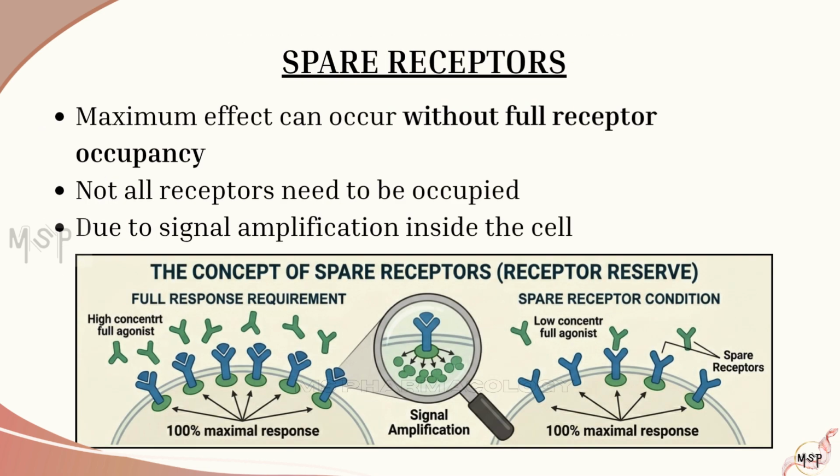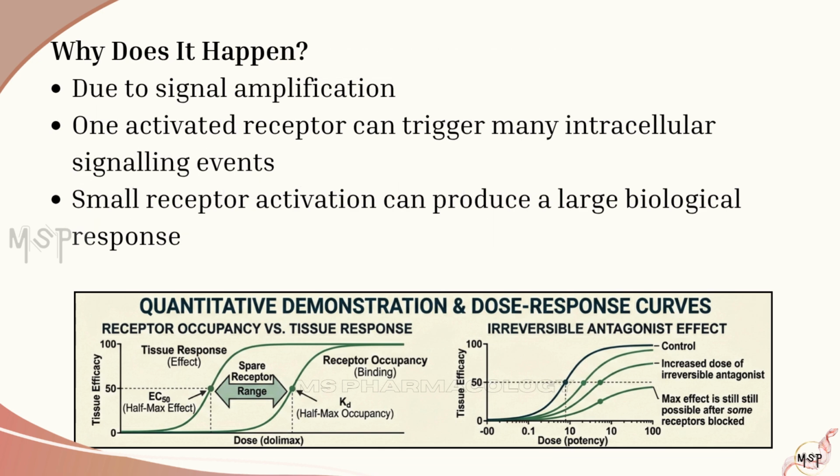Now, let's talk about a very important concept in pharmacology: the concept of spare receptors. The spare receptor concept explains that a drug can produce its maximum effect even when not all receptors are occupied. In other words, the cell does not always need 100% receptor occupancy to generate a full response. Why does this happen? Because cells use something called signal amplification. When a drug activates a receptor, that receptor can trigger multiple downstream signaling events inside the cell. So even activating a small number of receptors may produce a very large biological effect.